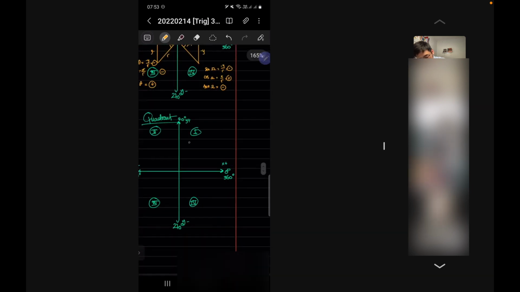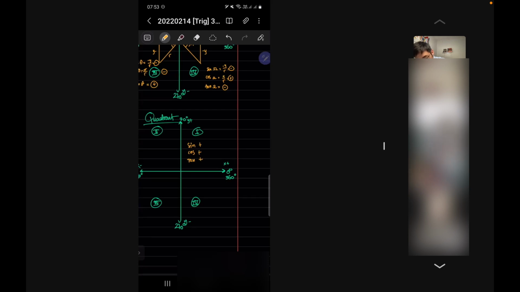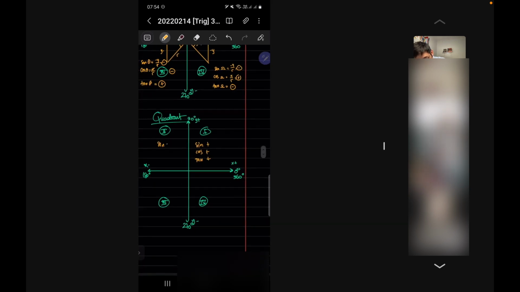In the first quadrant, sin, cos, and tangent are positive, all of them, right? And then in the second quadrant, sine is positive, cosine is negative, and tangent is negative. In the third quadrant, sine is negative, cosine is negative, tangent is positive. And then the last one, sine is negative, cosine is positive, and tangent is negative.